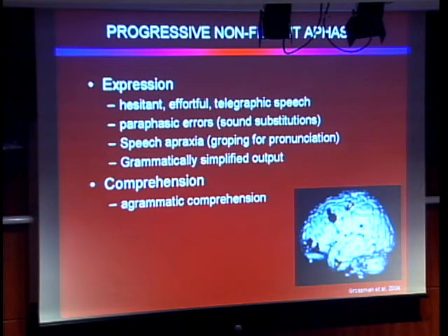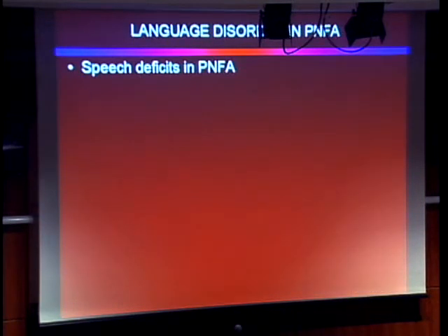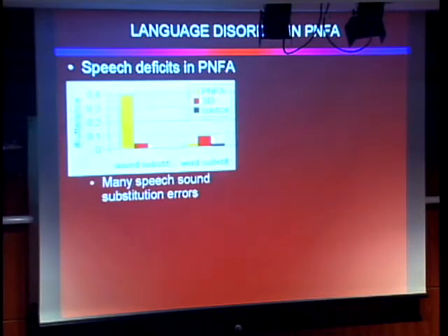This is an image of a series of folks who have this kind of syndrome, and you can see these dark areas in the brain, mostly in the left frontal part of the brain, that are associated with progressive non-fluent aphasia. The speech deficits in PNFA have been studied in our lab, and you can see here that this is the number of utterances, and almost half of the utterances that the patients with PNFA produce include a speech sound substitution error. So they're really quite common.